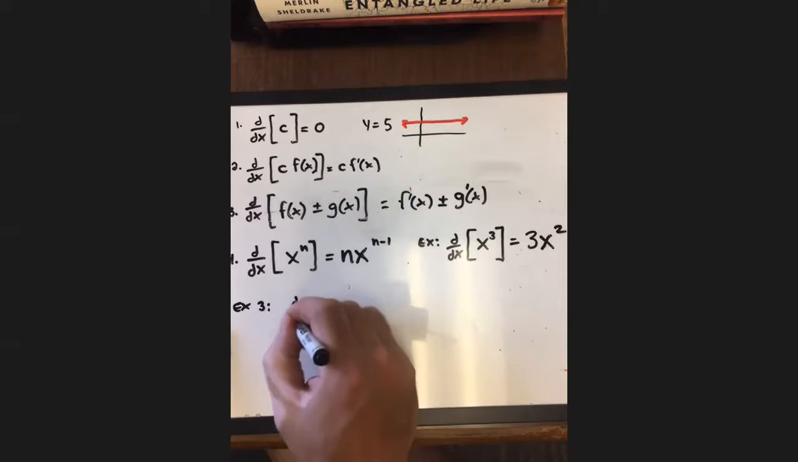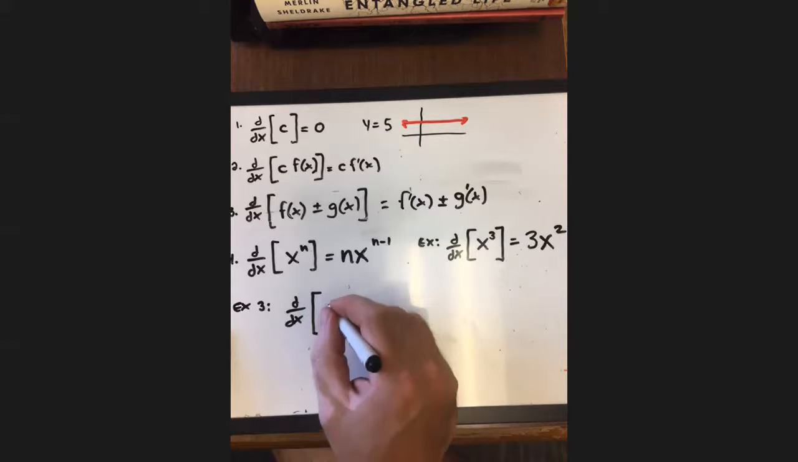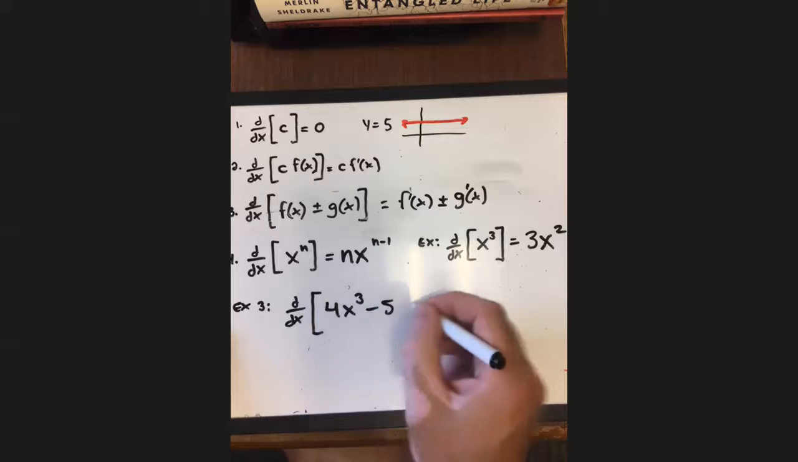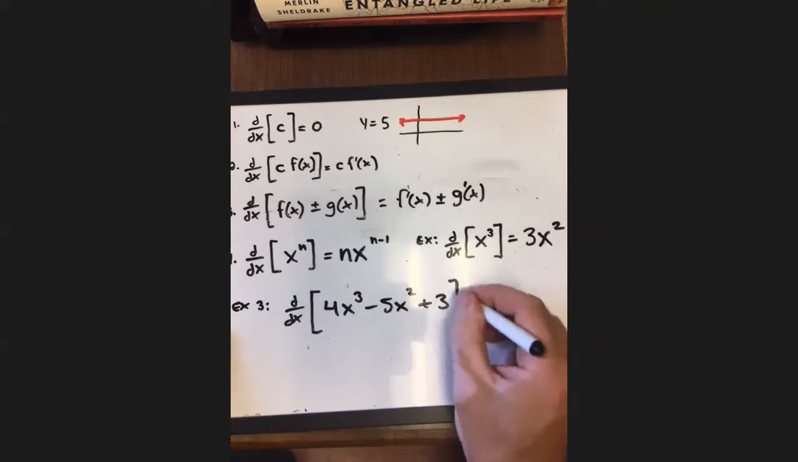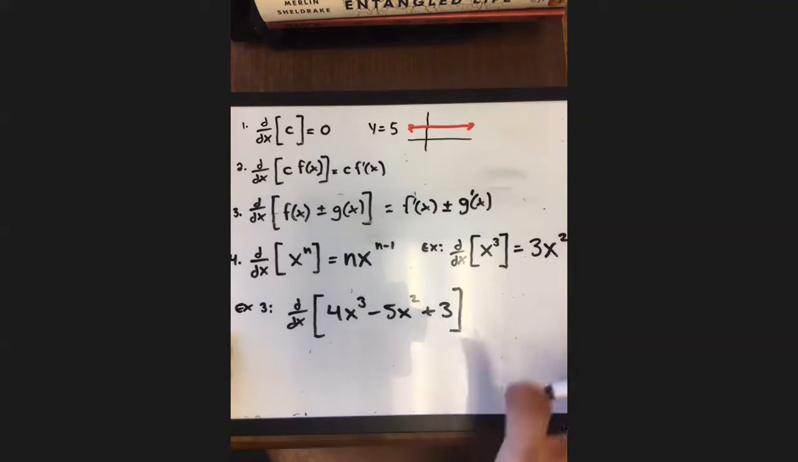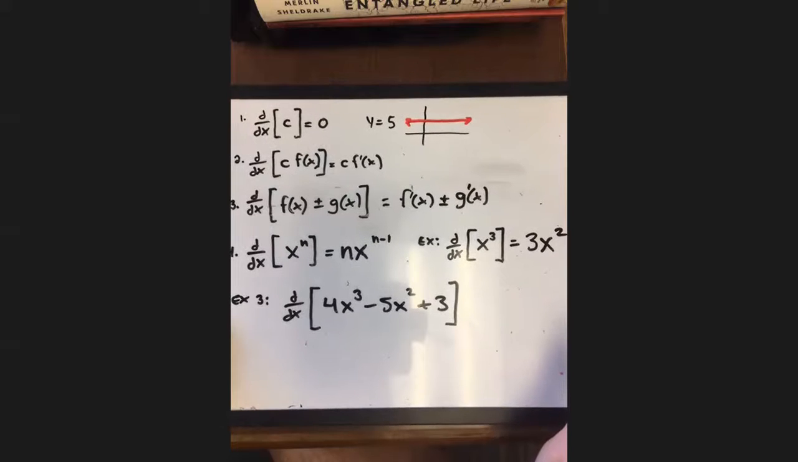Let's say I want to take the derivative of a polynomial. So maybe I have 4x cubed minus 5x squared plus 3. These 4 rules allow me to do several things, and I'll show all the steps. I don't expect that when you're solving a problem, you're going to necessarily show all these steps.